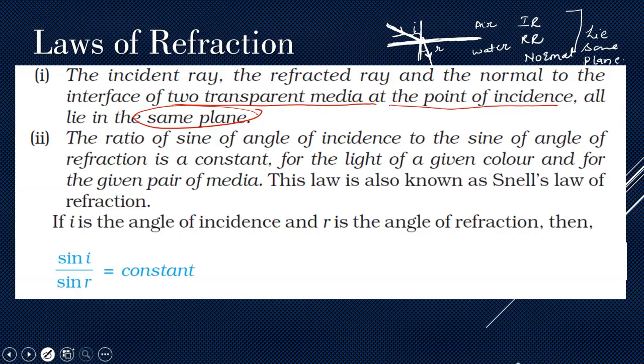It tells us about sine. You know what sine is? Sine is a trigonometric ratio. So the ratio of the sine of the angle of incidence to the sine of the angle of refraction. You must be wondering, ma'am, how did sine and trigonometry come over here? These are just rays passing from one medium to another. So how do I apply trigonometric ratios over here, right?